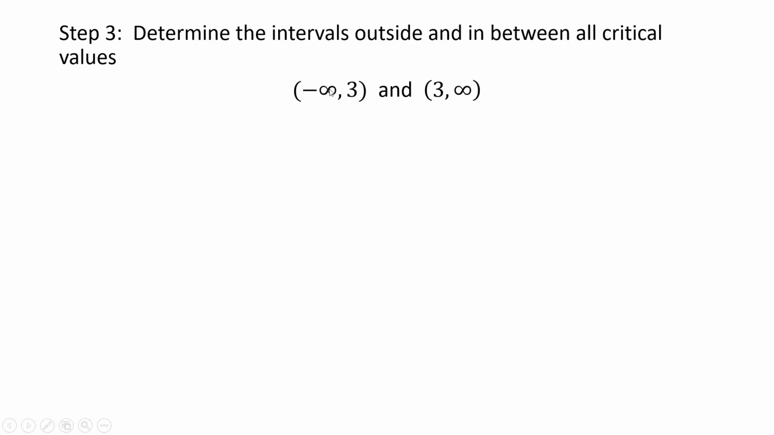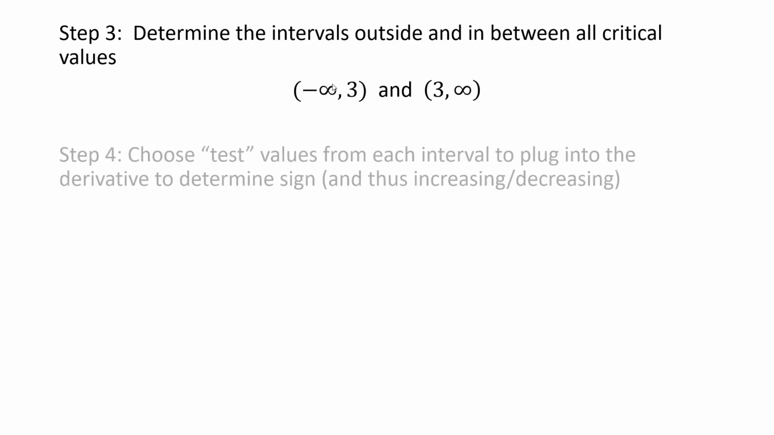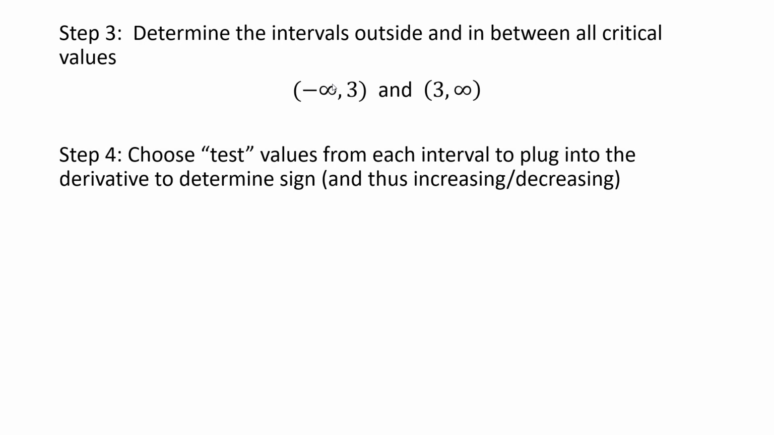So in other words, either my function is completely increasing or completely decreasing on this entire interval. Since when my function is increasing, my derivative is positive, and when my function is decreasing, my derivative is negative, then my derivative is either positive on this entire interval or negative on this entire interval. So whatever holds true for one value in that interval will hold true for all values in that interval. So I'm going to choose a test value from each of those intervals to plug into the derivative to determine the sign. Is the derivative positive? Is it negative?